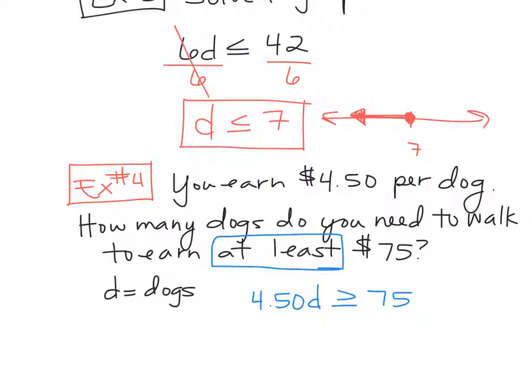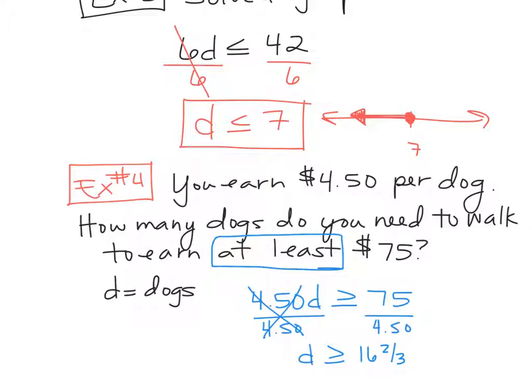Good job on that, Bella. What do you do to solve that? You divide by 450. So if I divide by 450, 75 divided by 450, I'm left with D. Do I flip my sign? No, leave it the same because we divided by a positive. And you get 16 2/3.